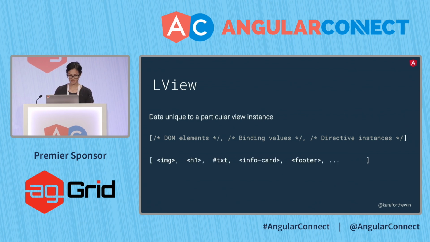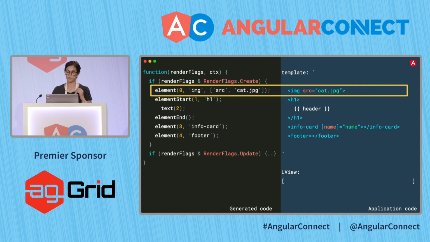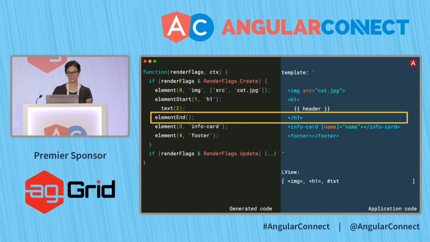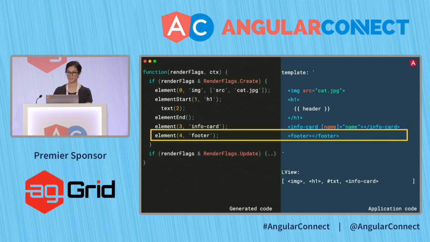So yeah, every component has its own source of data. And so for creation mode, what we're doing is we're going through and we're adding each element as you create it into this array. So if we go back to our template and we imagine that we're executing it line by line, we'll create this image tag, we append it in the correct place, and then we'll store it in our L view here on the bottom right. Then we'll create the H1, we'll append it, we'll store it in our L view. We'll do the same for the info card and the footer.